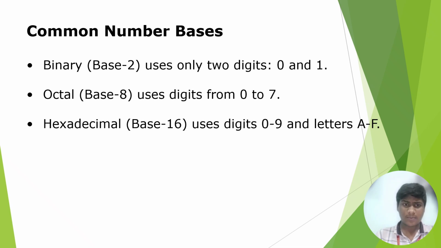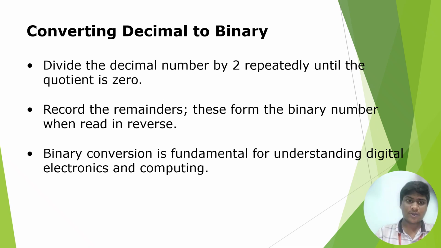Common number bases. Binary uses only two digits, 0 and 1. Octal uses digits from 0 to 7. Hexadecimal uses digits 0 to 9 and letters A to F.